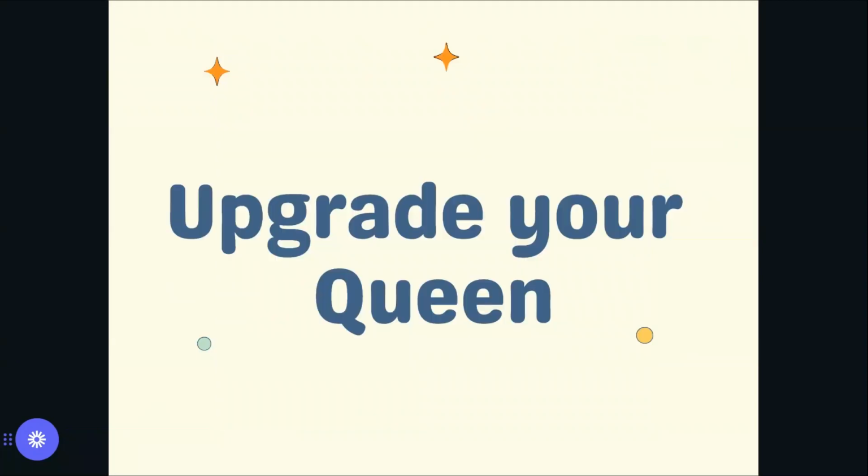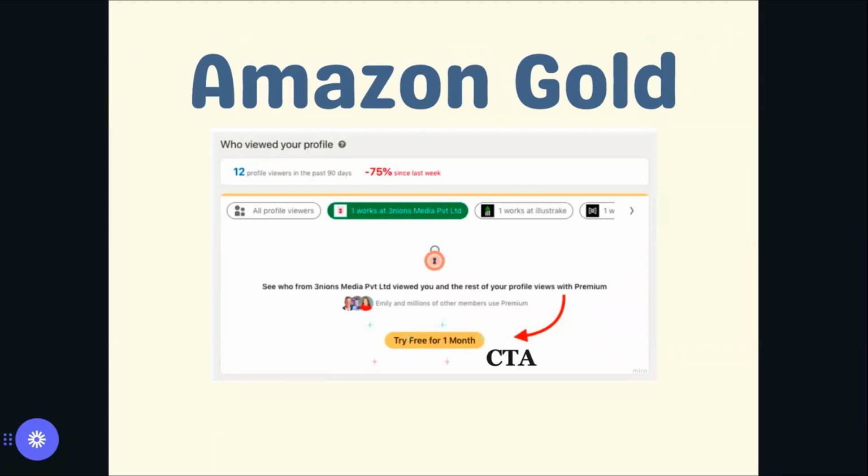Fourth is to upgrade your queen. So have a designated color for upgrade CTAs. The Amazon Gold is a good example as a call to action button, which is that the color is gold.